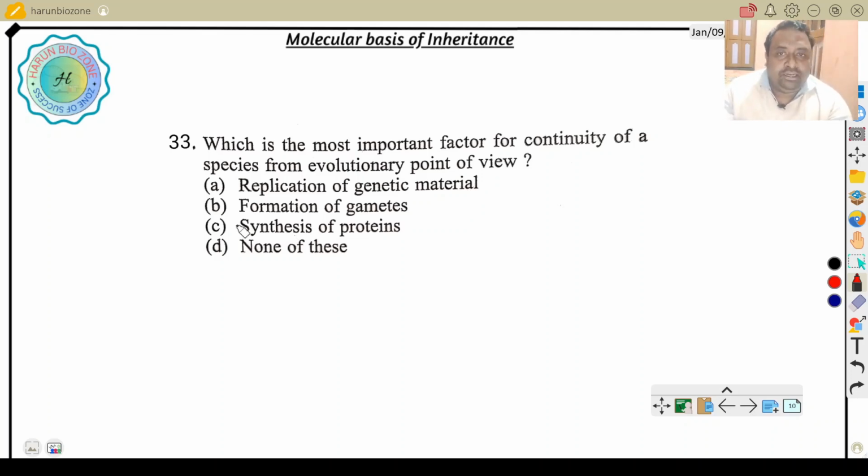So here only replication of genetic material is the appropriate answer from this evolutionary point of view, because formation of gametes is present only in sexual reproduction. Synthesis of protein is present in all living organisms. Proteins are synthesized normally, no problem, but replication occurs in both asexual and sexual reproduction.